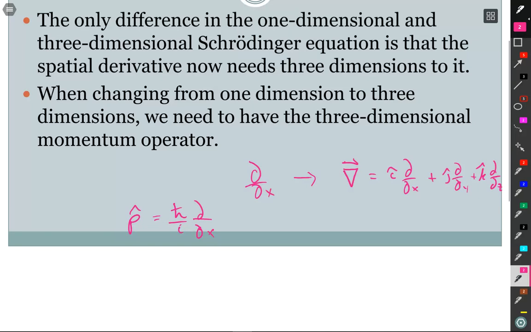But that was what we had before. Now we're going to have the momentum operator becomes h bar over i times that. And so it's going to have three components: the x component, the one with the i hat, the y component, the one with the j hat, and the z component, the one with the k hat. We're also going to have angular momenta now. In one dimension, there is no such thing as angular momentum. In two dimensions, there is. Angular momentum is r cross p.